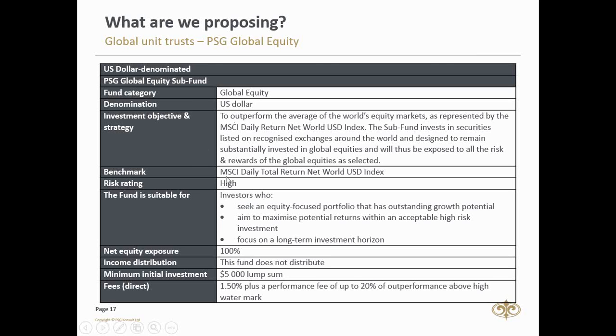It is for the person with higher risk. You see it's 100% exposure. It doesn't pay out any income, the income distribution does not distribute. It really invests, but you can also see the minimum requirement, $5,000. So less than that, it's not viable.